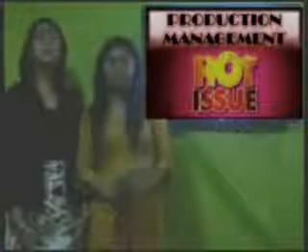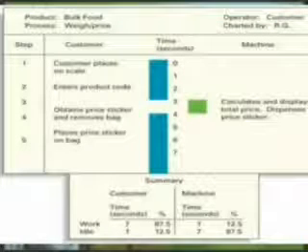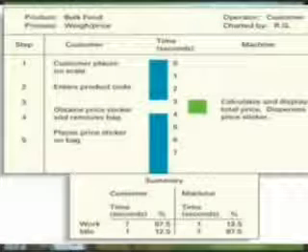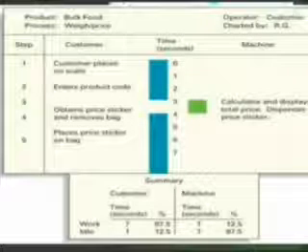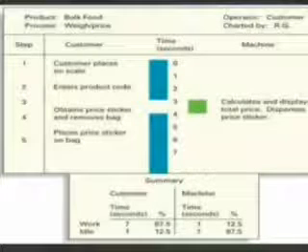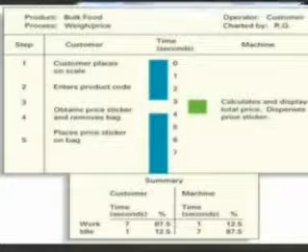So let's move on to methods analysis. On the screen is an example of a worker-machine chart. It illustrates the amount of time a worker and a machine are working or idle in a job. The chart shows if the worker or machine is idle an excessive amount of time.